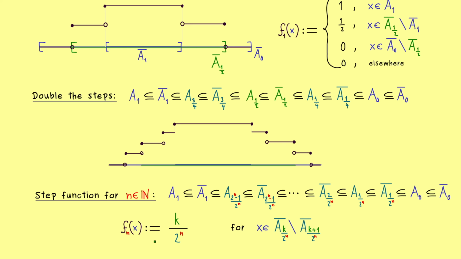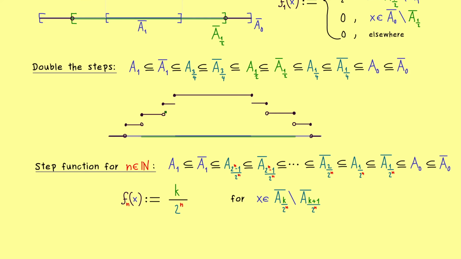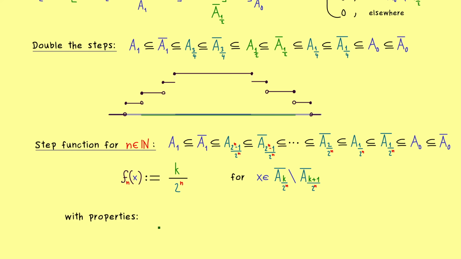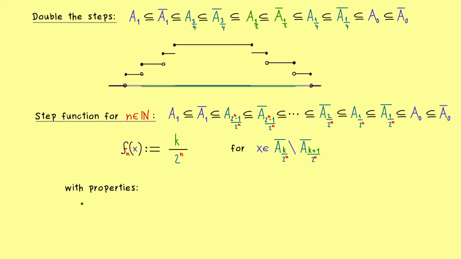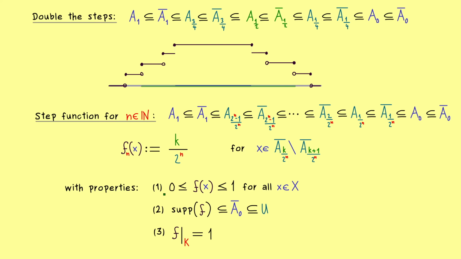So for every n, it's a well-defined step function that looks like that, and we also know if we increase n, the steps get smaller and smaller. And moreover, by construction, we immediately see that for every Fn, the 3 properties from above are definitely satisfied. This means first that all the values lie definitely between 0 and 1, and second that the support of f lies in a compact set that lies in U.